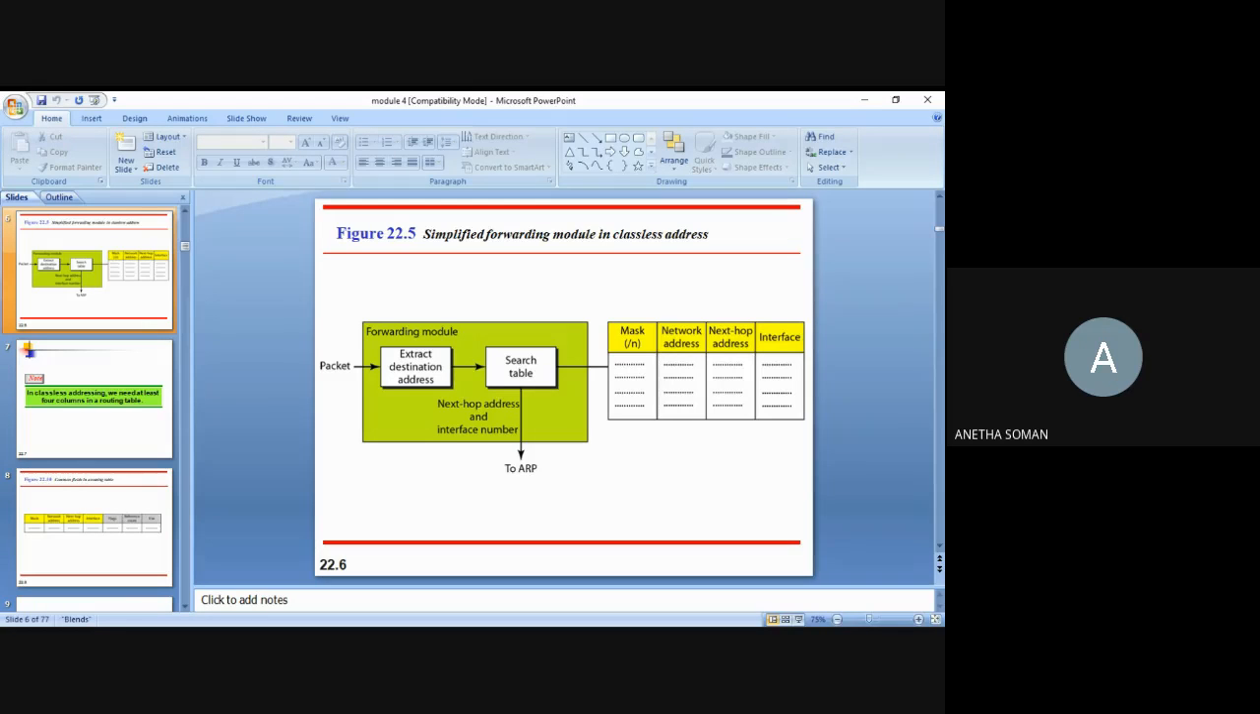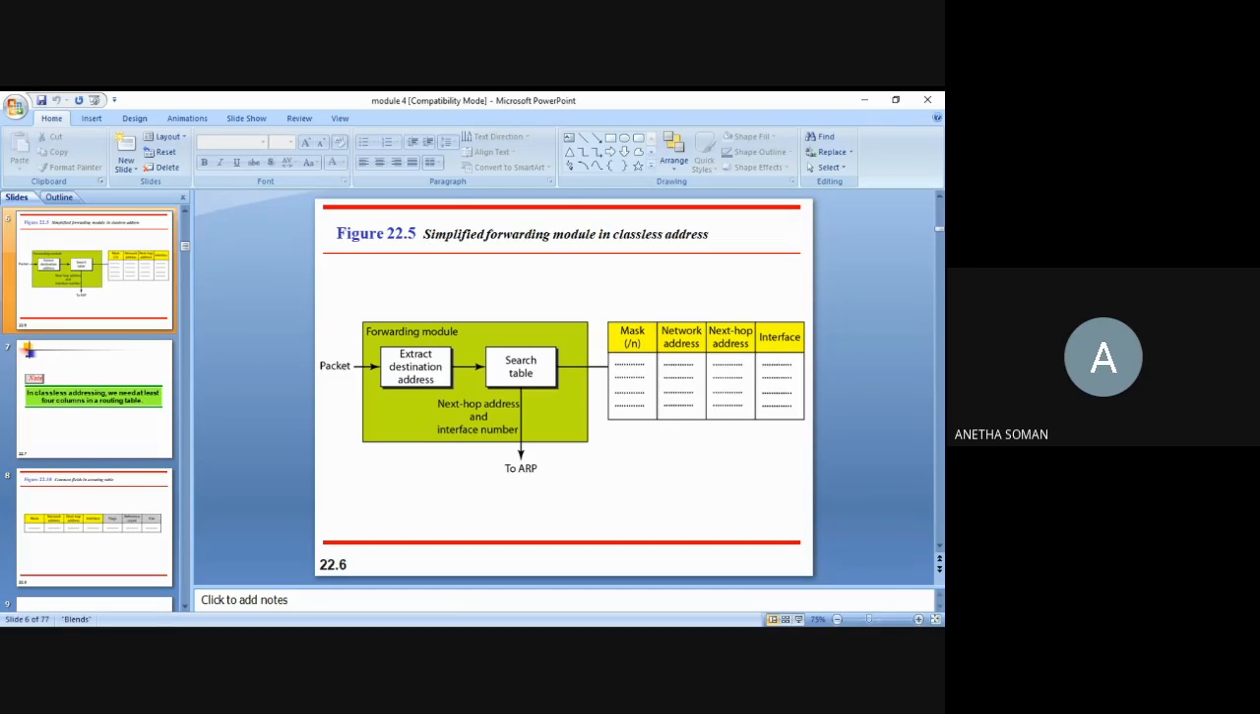Now a host or a router has a routing table with an entry for each destination. I'm telling about the routing table. It can be of two types: one is the static routing table and the other one is the dynamic routing table.